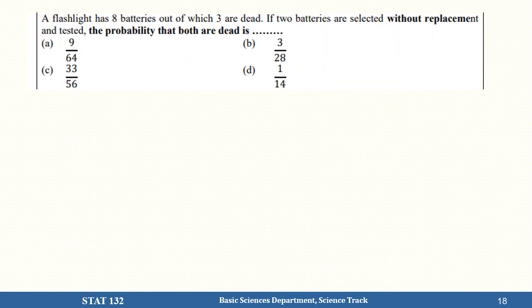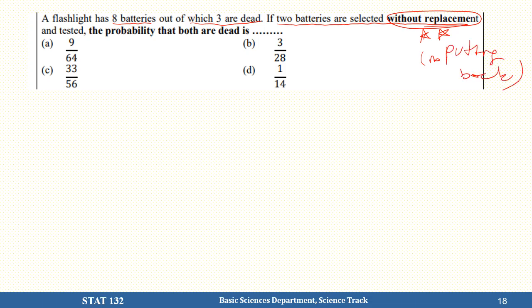A flashlight battery has 8 batteries and 3 of them are dead. If two batteries are selected without replacement, okay, this is an important phrase here, without replacement. So you take one battery out and you don't put it back, and test it. So 2 batteries are selected, and we don't put them back. What's the probability that both are dead?